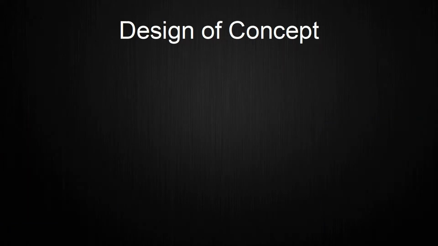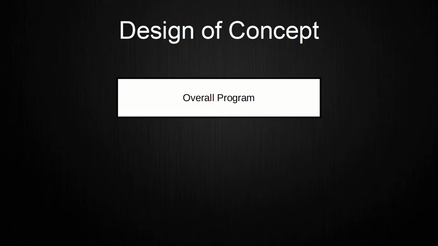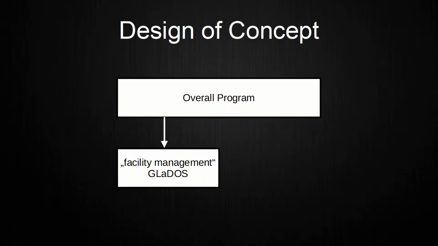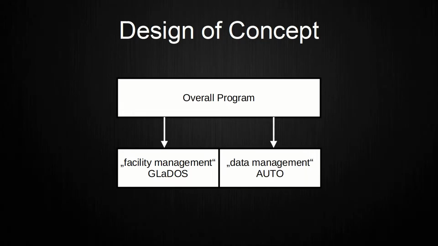This ultimately led to the decision to split up the overall planned program into 2 sections. The first section will be called Facility Management and will be controlled by GLaDOS. Software components of this section include Device Management or Network Management. The second section will be called Data Management and will be controlled by Otto. Software components of this section include File Management, ID Management or data mining.